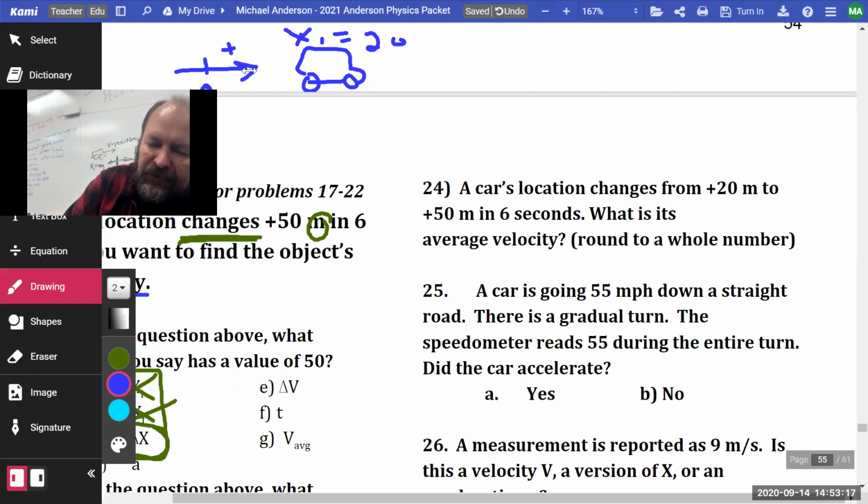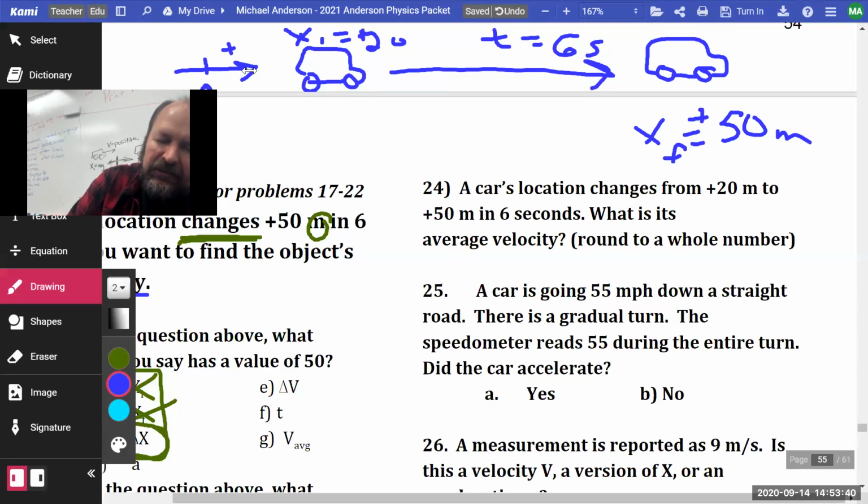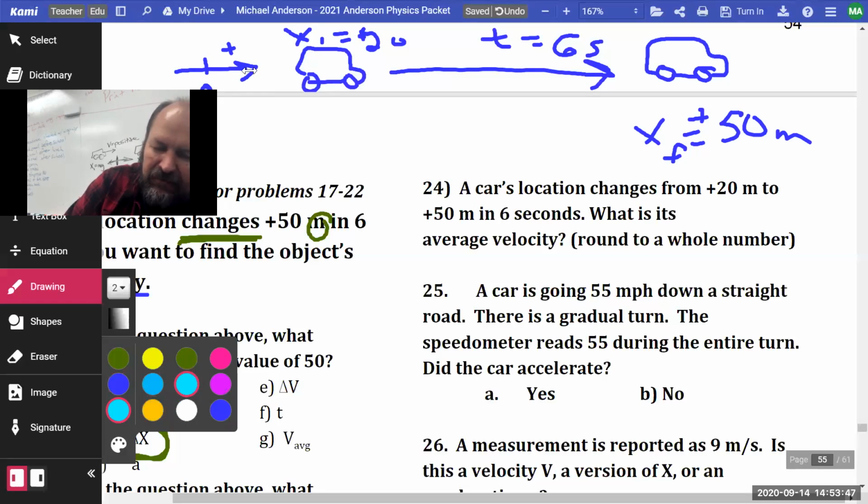It moves for a while, for 6 seconds. T equals 6 seconds. And it ends up way over here. And the final location is 50 meters on that side. That's a positive, and the x sub f is positive. Okay, what is its average velocity? We are looking for the v average.